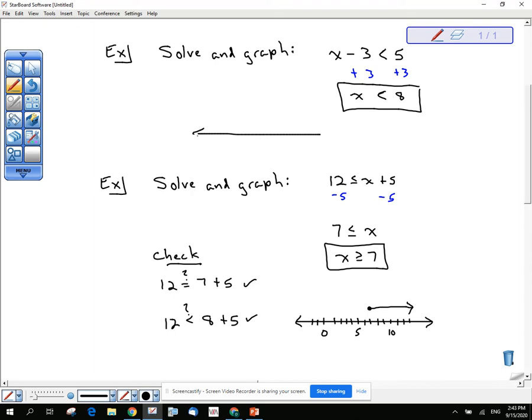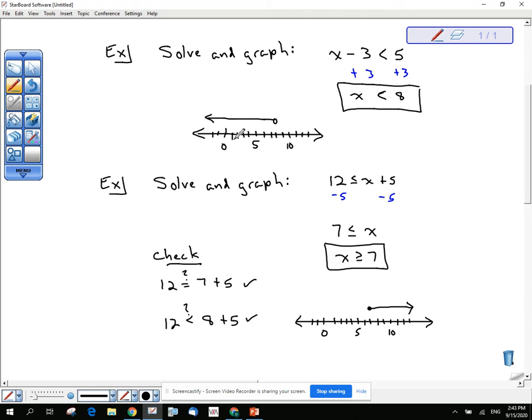Incidentally, I didn't graph this one up here. 0, 1, 2, 3, 4, 5, 6, 7, 8, 9, 10. I tend to just do the same thing every time if I can. So I always go by ones and label every 5 or so. Open circle at 8, shading this way.